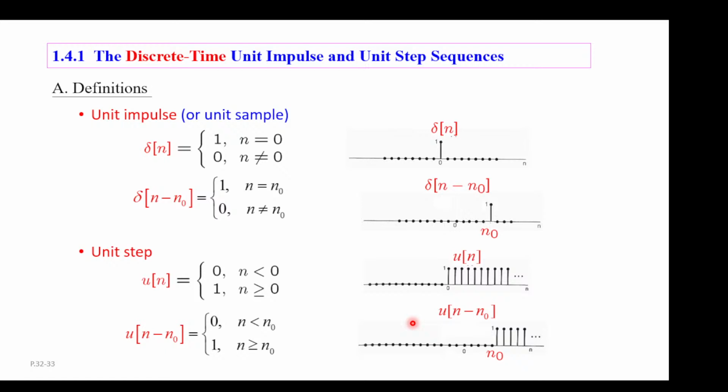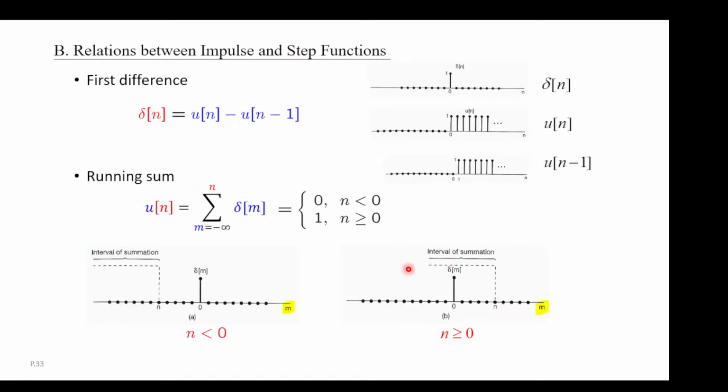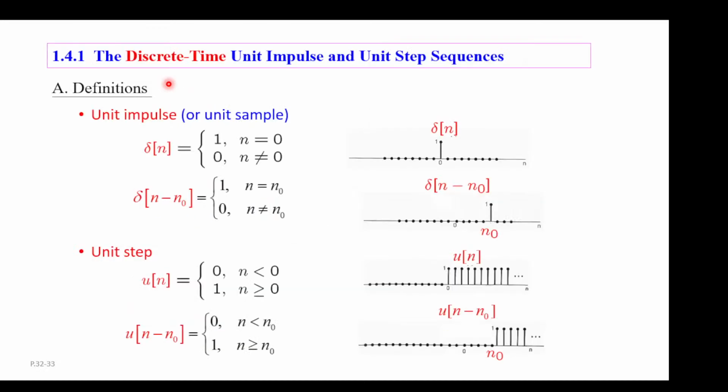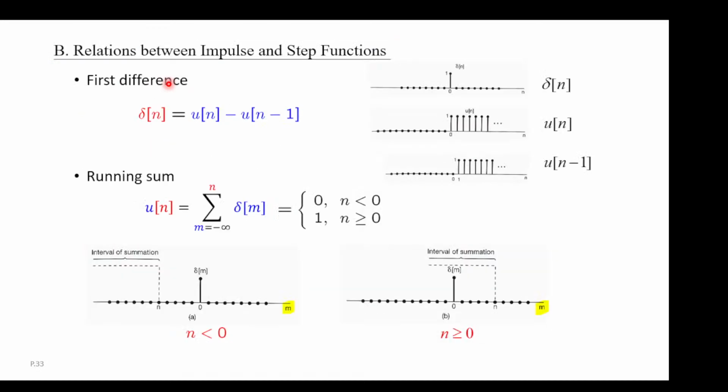Now, the next thing we want to talk about is the relationship between the unit impulse and the step function. That's why we want to talk about them together. These two functions are really strongly related to each other, because you can calculate one function from the other. So the unit impulse function can be written as the difference between unit step functions. It's very simple here.